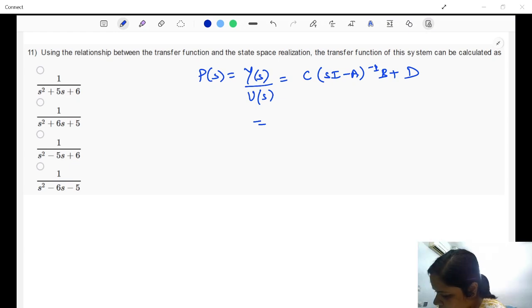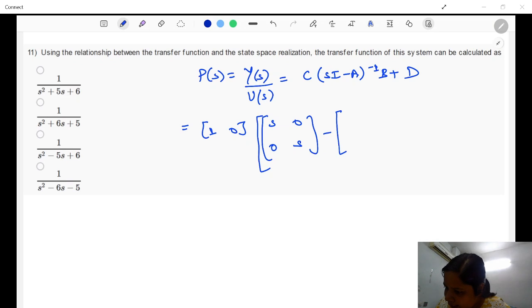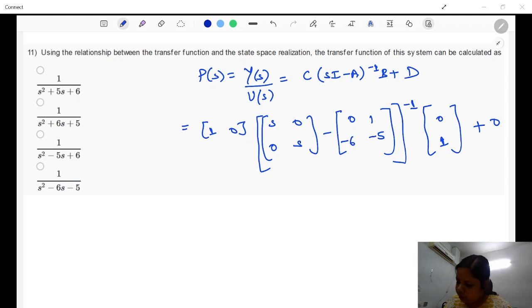I'll write some steps for you. C is [1, 0]. Then [s, 0; 0, s]. This is your sI minus A. What is your A? [0, 1; -6, -5]. Want to take the inverse of this whole thing into B. B is [0; 1] plus D. D is already 0. Solve this to tell me what is the transfer function you obtain.